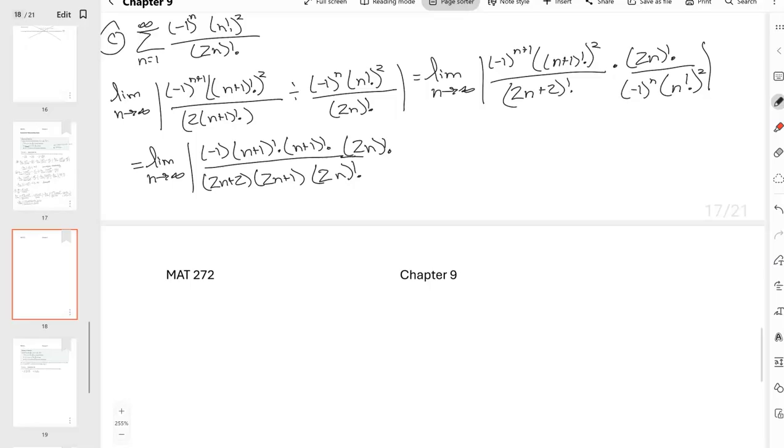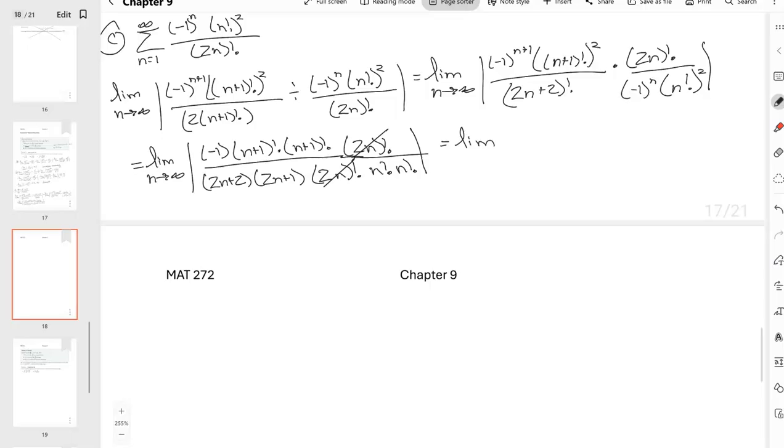Okay, so let's go through this again. I've got a negative 1 left over when I reduce the negative ones. I've got n plus 1 factorial times n plus 1 factorial. I've got 2n factorial, all that's in the top. 2n plus 2 factorial expands to 2n plus 2, 2n plus 1 times 2n factorial. And then I still have that n factorial squared, which is n factorial times n factorial. So I'm seeing some things cancel. Those are going to cancel.